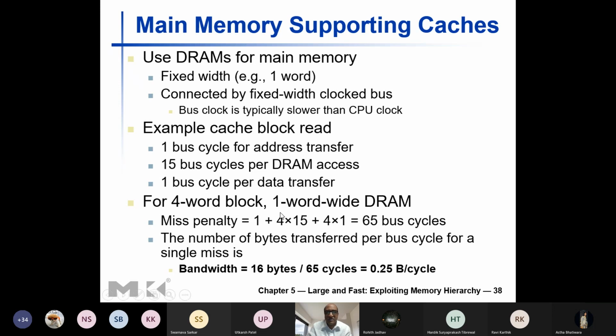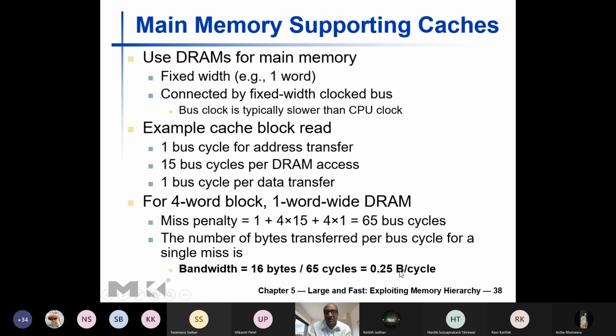So if you want to transfer a block that contains 4 words, in the memory organization shown first, it requires 1 cycle for receiving the address. Since there are 4 words in a block, for accessing those 4 words and preparing the data, you require 4 times the access time, so 4 into 15 bus cycles. Then, once the data is ready, transferring it through the bus requires 4 cycles, because one word requires 1 cycle. So in total, 65 cycles are required for transferring one block.